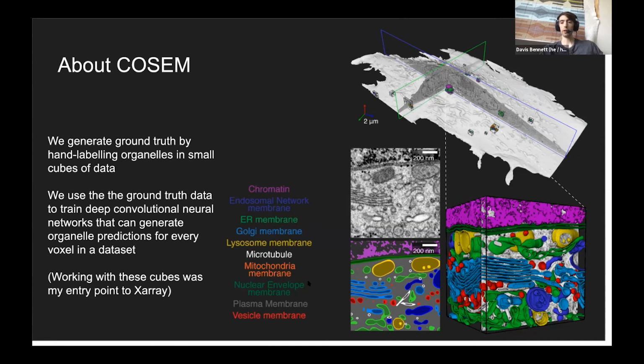And this ground truth data is used to train deep convolutional neural networks that are going to consume grayscale data and emit essentially a prediction for all of these classes.